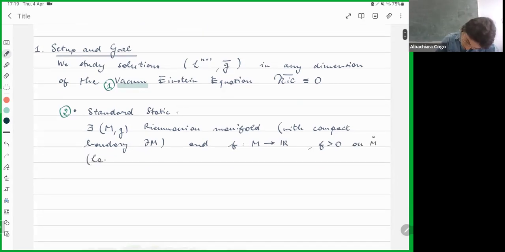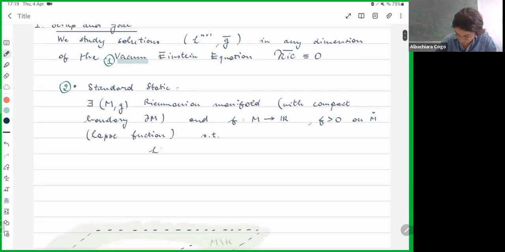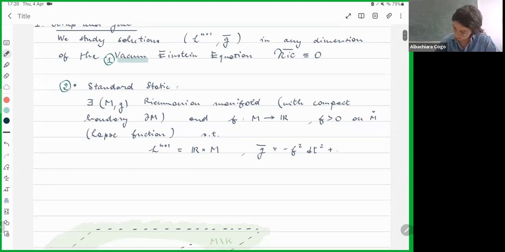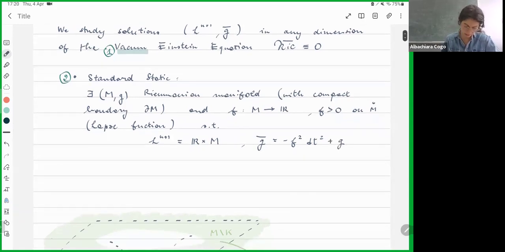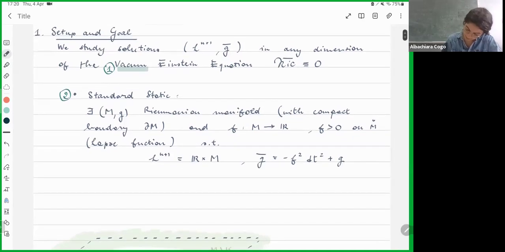And in physics it is called the lapse function because it measures somehow the ticking of the time, such that we can split our spacetime as a product of the time coordinate, which runs in R, and M. This g is the g of the Riemannian manifold. So we have vacuum, standard static, and the third feature is asymptotic flatness.